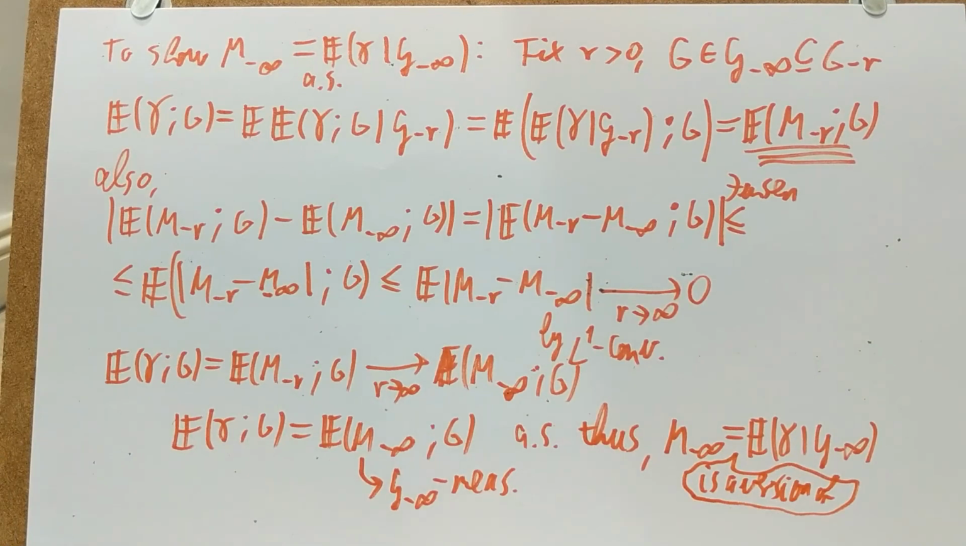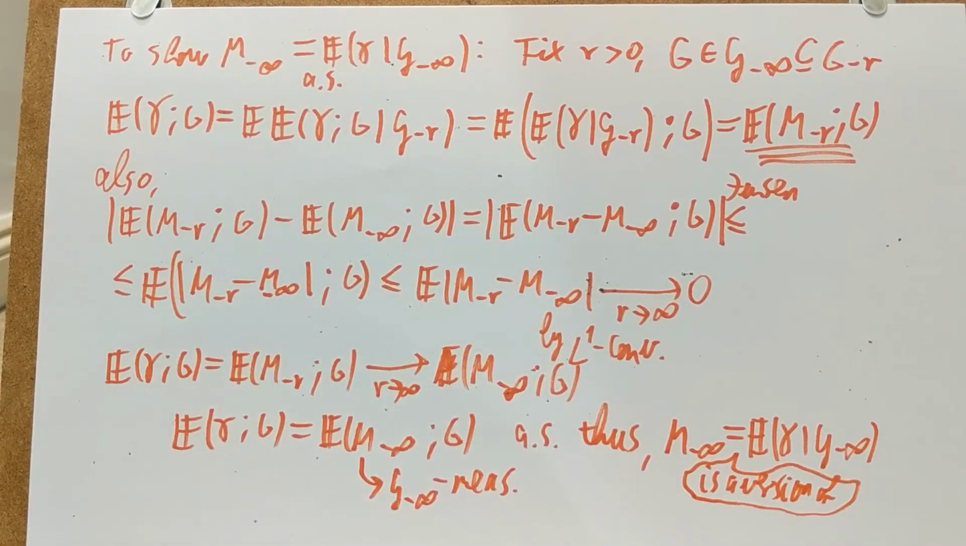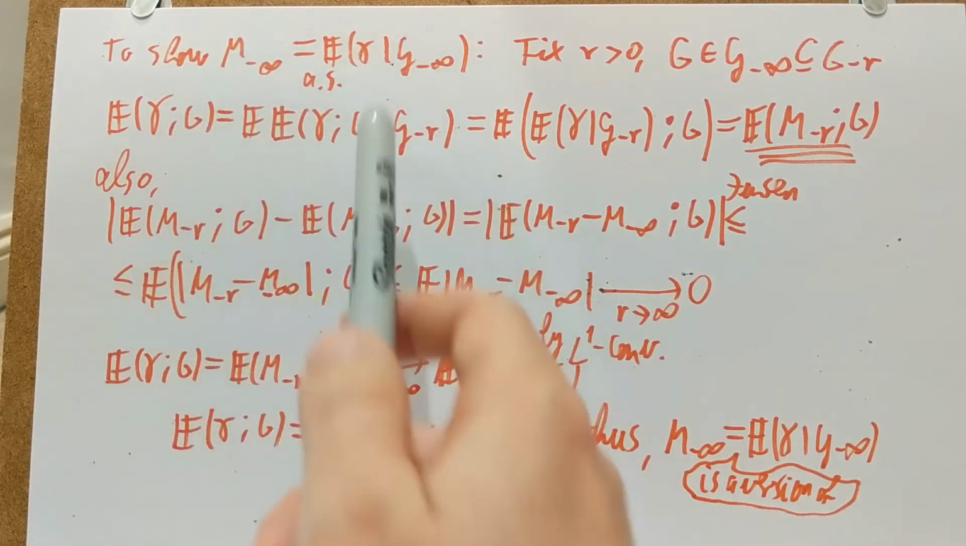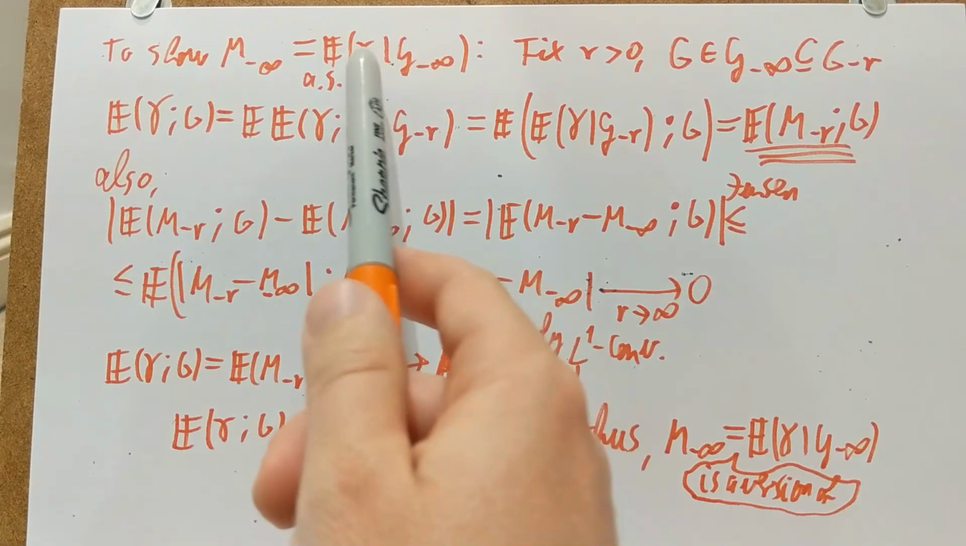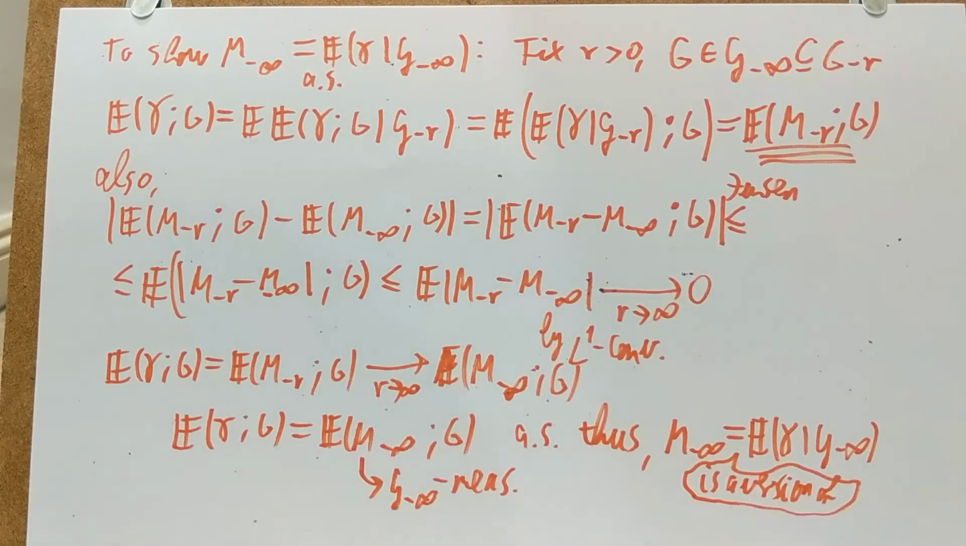Okay, and that's the last bit of proof I wanted to show you. I didn't prove the whole thing; I left some sketches for showing convergence, but to show that the conditional expectation of gamma given G_{-∞} is in fact your limit, this is done fully here.